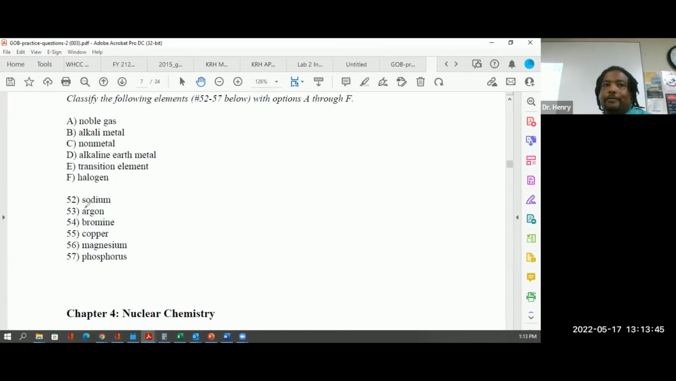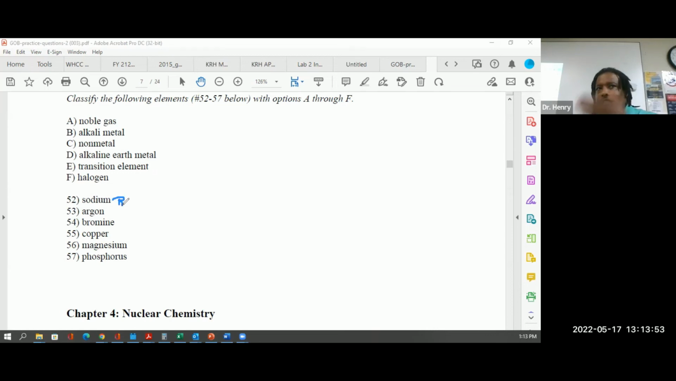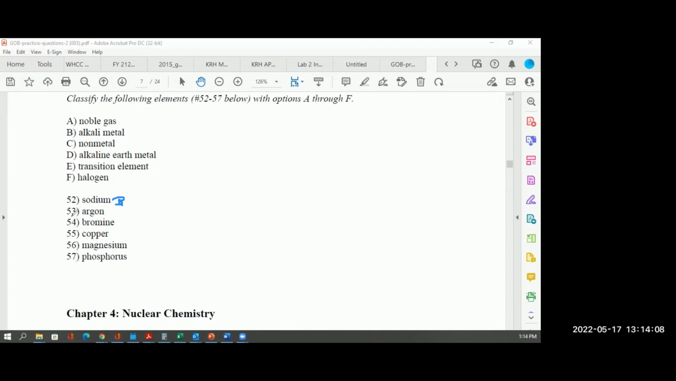So sodium, is it B maybe? Alkali. It's B. That is correct. Alkali metals are very reactive. They're group 1 metals. Good job. That's B as in boy. Okay, what about argon? Noble gas. That's right, A.